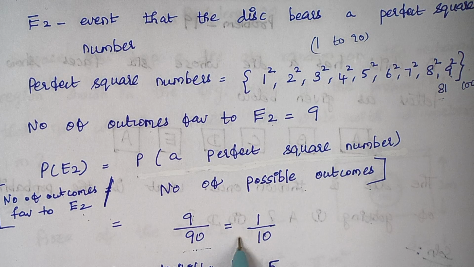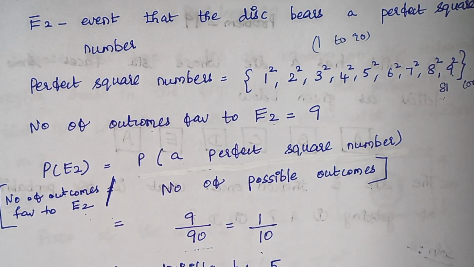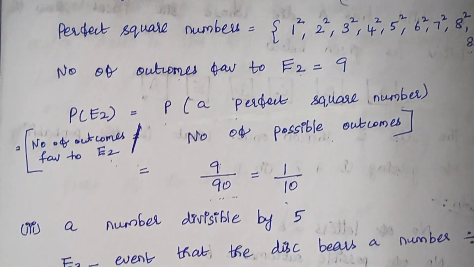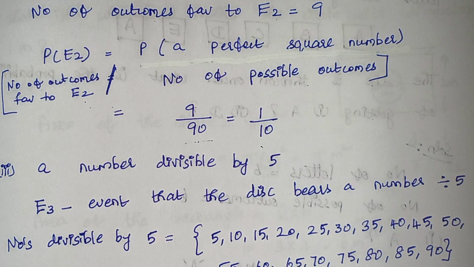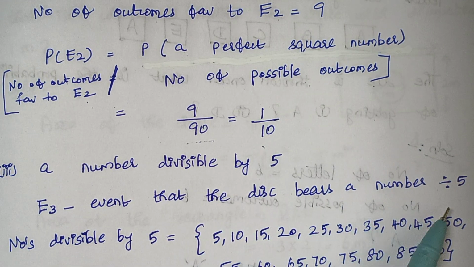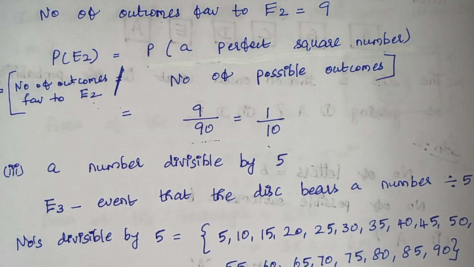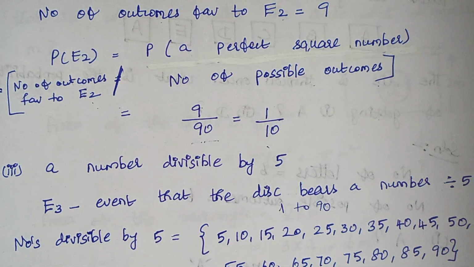So once you solve here, we are ending up with the answer 1 by 10. Now we are going to the third part of this question, a number divisible by 5. So again, let E3 be the event that the disc bears a number divisible by 5. So what are all the numbers divisible by 5 from 1 to 90? Just list out all the numbers.